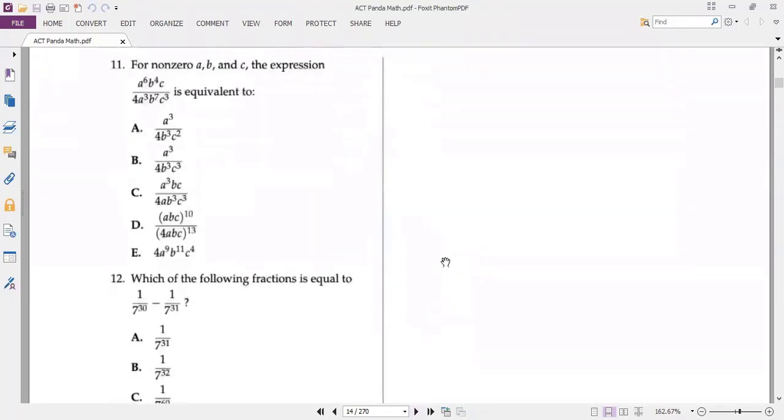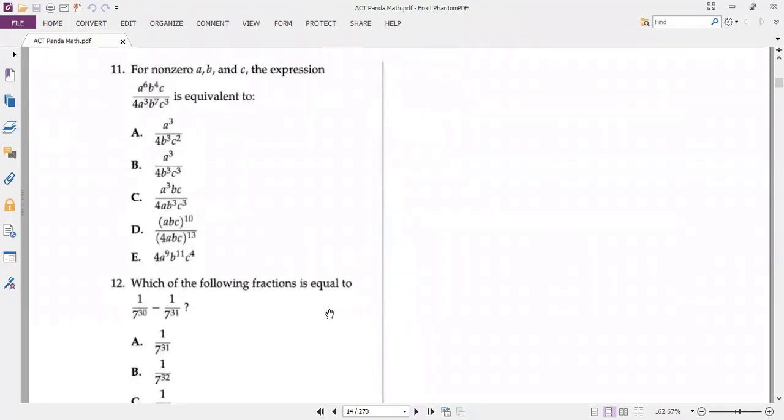Number 11. It's very easy as well. For non-zero A, B, and C, we have an expression. Which one is equivalent? For this, here we have 4. So 4 must be the denominator in all the denominators.